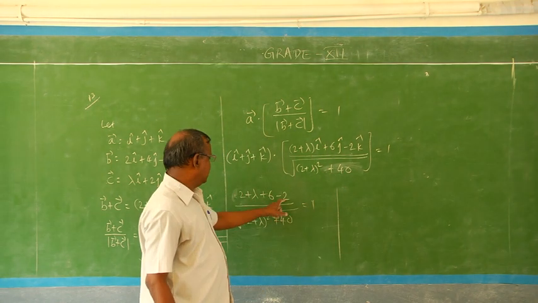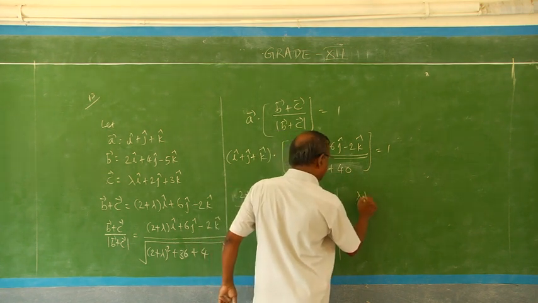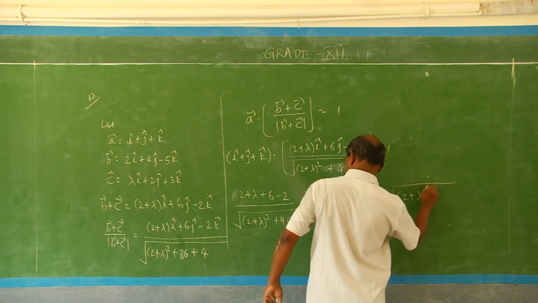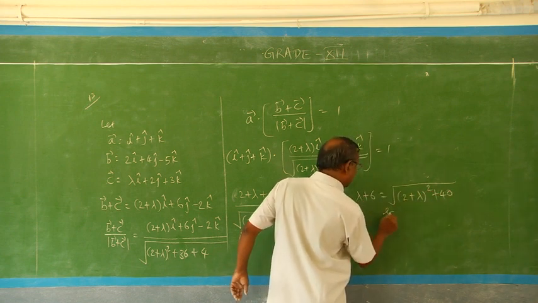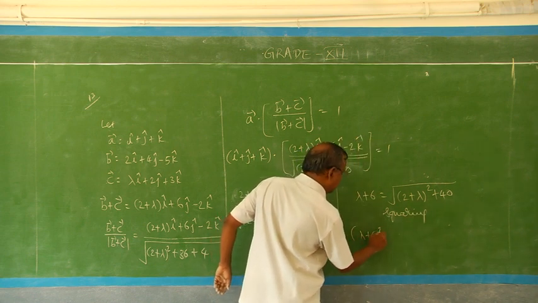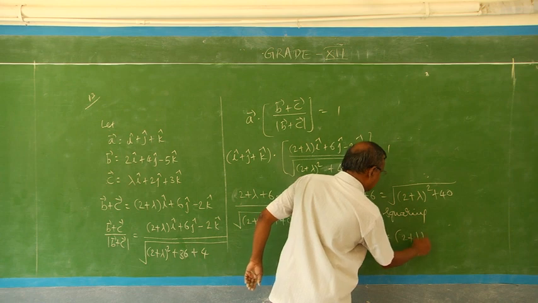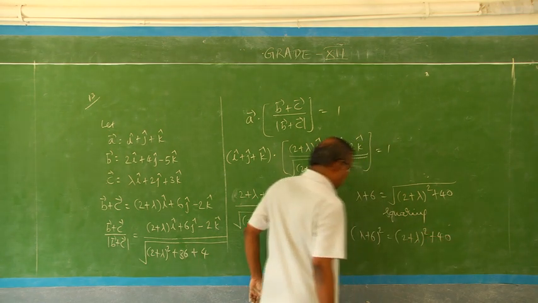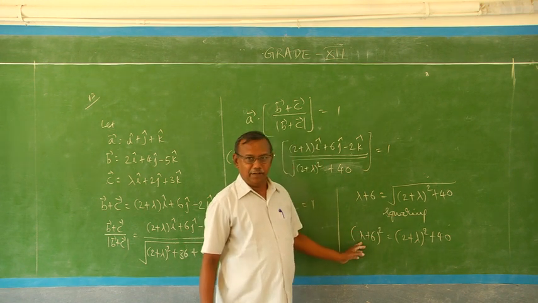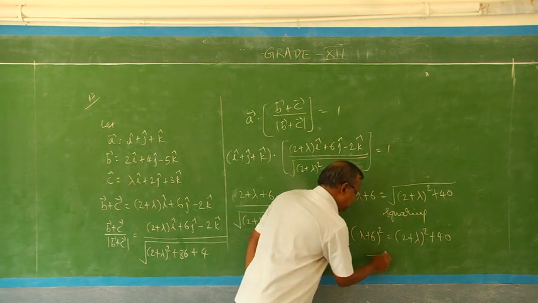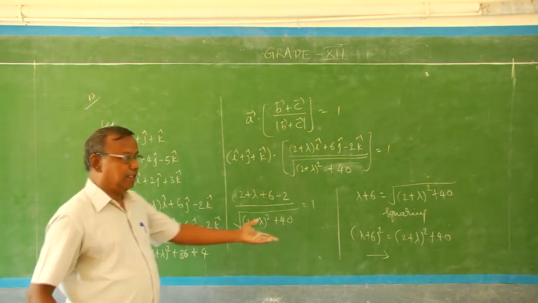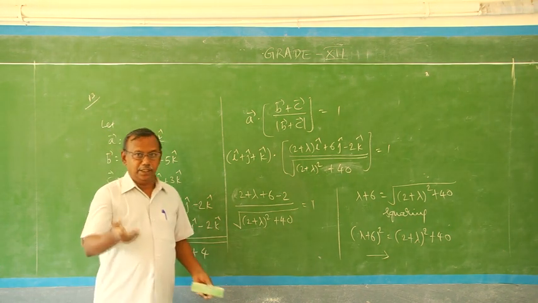We have lambda plus 2 minus 2 cancel, lambda plus 6 equal to root of (2 plus lambda) whole square plus 40. Now squaring on both sides, we have (lambda plus 6) whole square equal to (2 plus lambda) whole square plus 40. After expanding, lambda square will be eliminated and you can easily find the value of lambda. So you can solve from this very easily. Solve it and compare your answer with the answer given in the book.